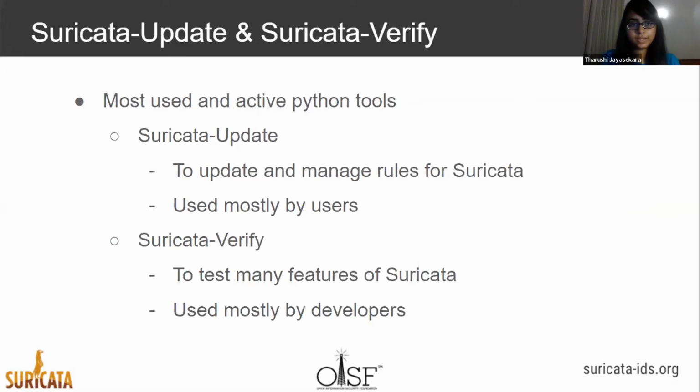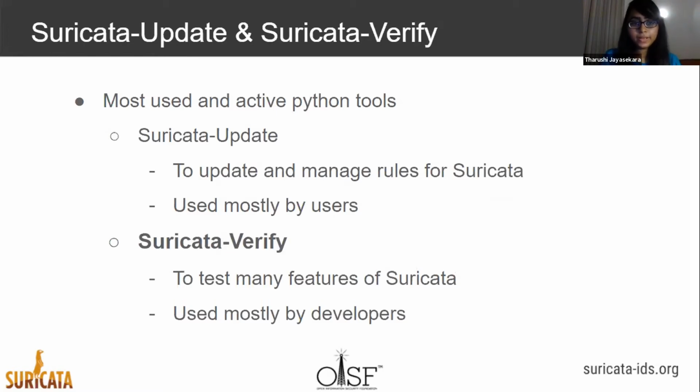In Suricata, we have two mostly used and active Python tools. One is Suricata Update, which is used to update and manage rules for Suricata. This one is mostly used by the users. On the other hand, we have Suricata Verify, which is used to test many features of Suricata, so that is mostly used by developers. During my internship, the Python tool I worked on was Suricata Verify.